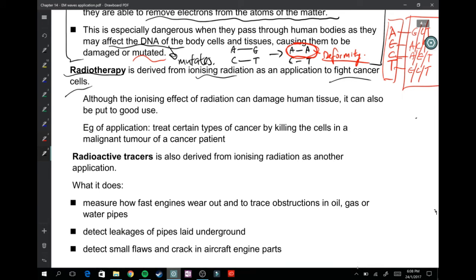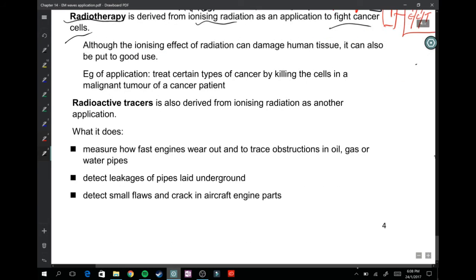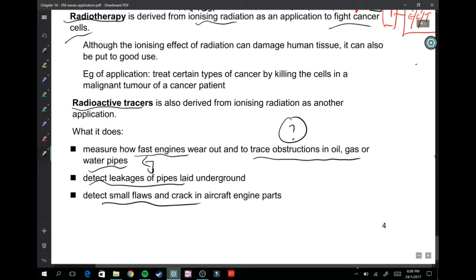Now there's this thing called radioactive tracer. What it does is it measures how fast engines wear out, and it is used to trace obstruction in oil, gas and water pipes. How does it do it? I'll talk about it in a while. It can also detect leakage. These three are all linked.